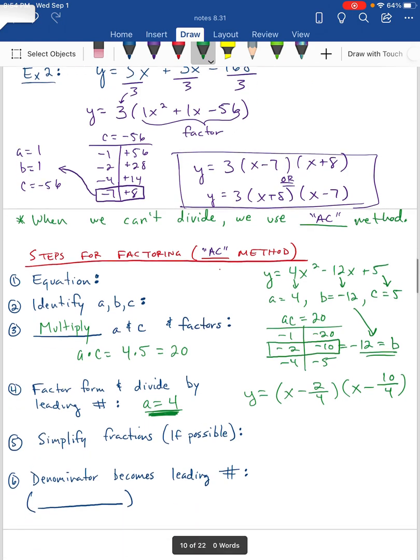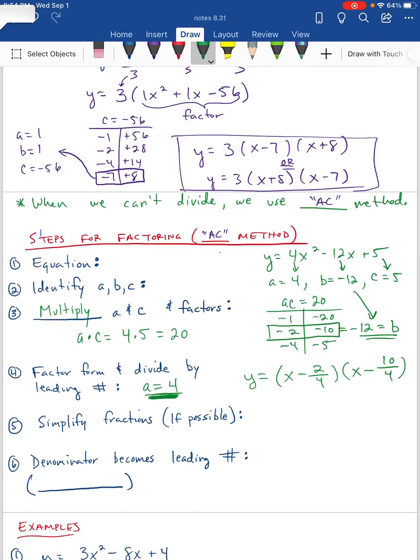Now the next step is to simplify your fractions if possible. Sometimes you'll be able to do it, sometimes you won't, and that's okay. So for both of these, I am able to simplify. I get y equal to (x minus 2) over 4 will simplify to 1/2, and (x minus 10) over 4 will simplify to 5 over 2, 5/2.